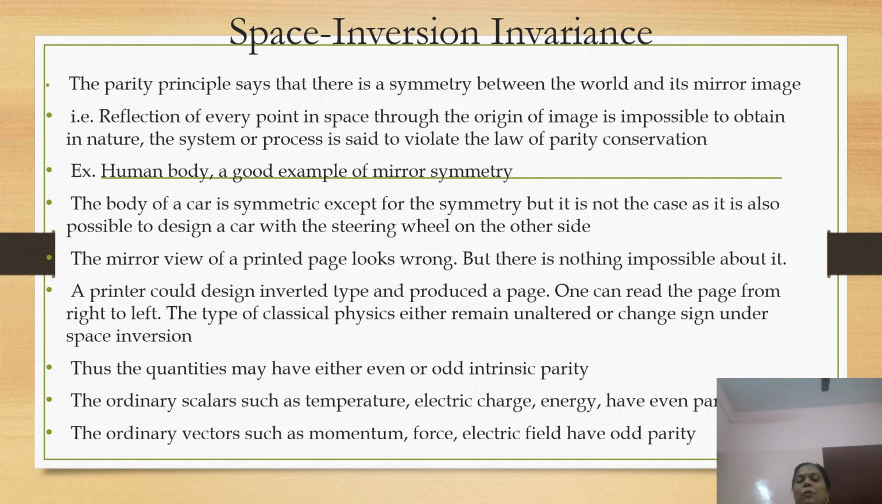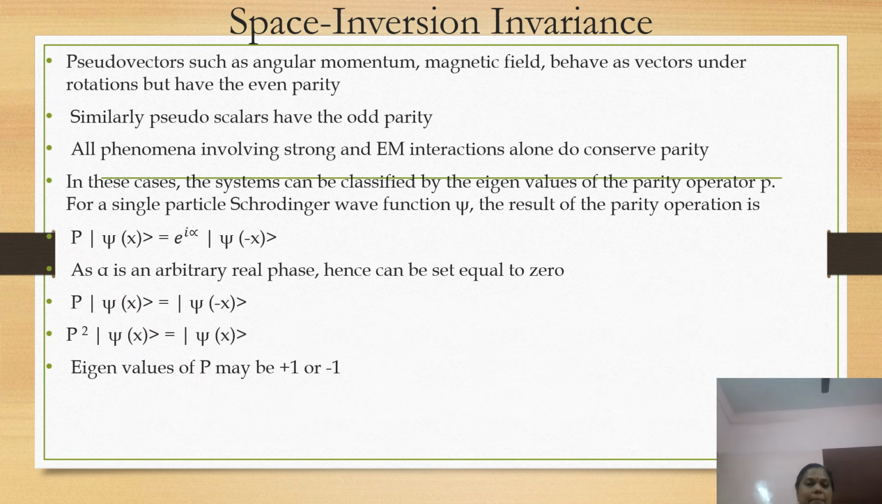For example, the human body is a good example of mirror symmetry. Another example is the body of a car, which is symmetric except that it is possible to design the car with the steering wheel on the other side. So the quantities can have either odd parity or even parity. Ordinary scalars such as temperature, electric charge and energy have even parity. The ordinary vectors such as momentum, force and electric field have odd parity. Pseudo vectors such as angular momentum and magnetic field behave as vectors under rotations but have even parity. Similarly, pseudo scalars have odd parity.